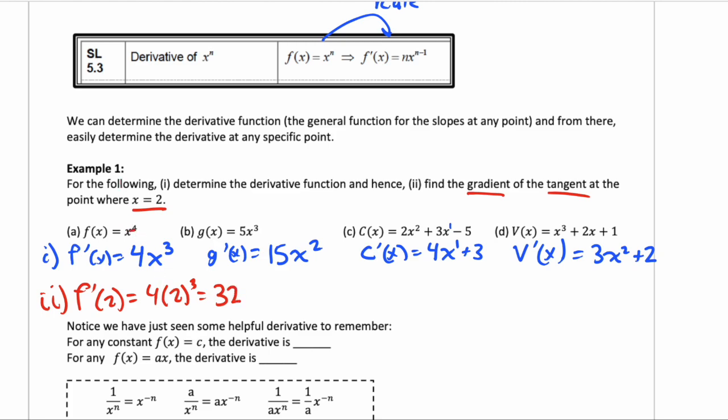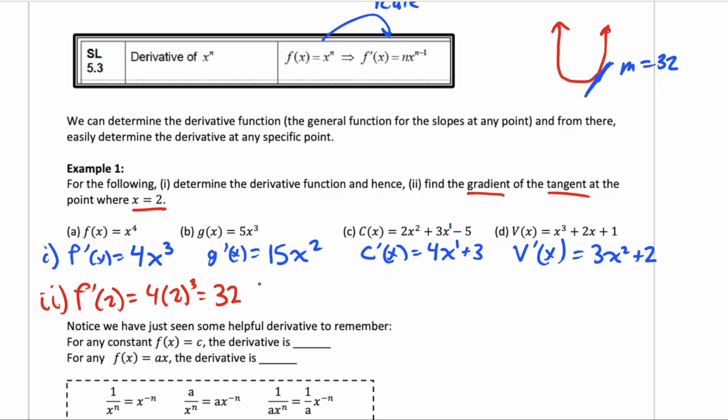The graph of y equals x cubed, or x to the power 4, I'm going to graph it over here, is kind of like a parabola, but it's a bit fat on the bottom. Okay, but apparently at x equals 2, when x equals 2, then the slope of the tangent is 32.